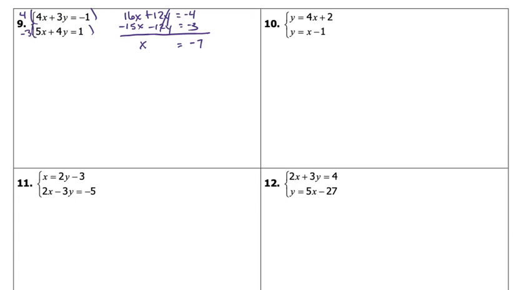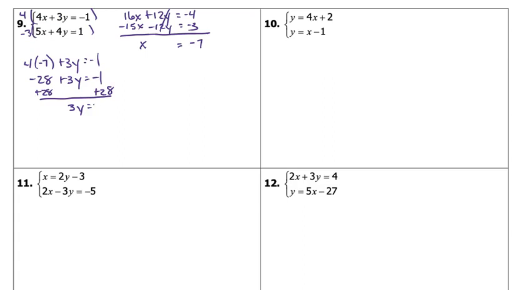Well, look, I already know x. So if I know x, let's go plug it in and find y. I'm just going to use the top equation here, so that would be 4 times negative 7 plus 3y equals negative 1. Negative 28 plus 3y equals negative 1. Two-step equation now. We're going to add the 28 to both sides.